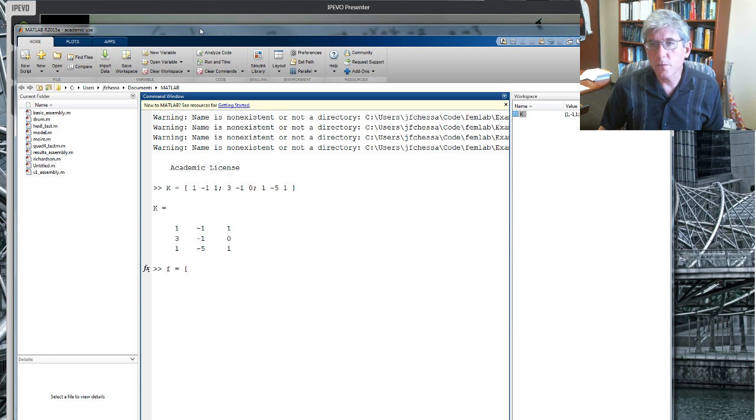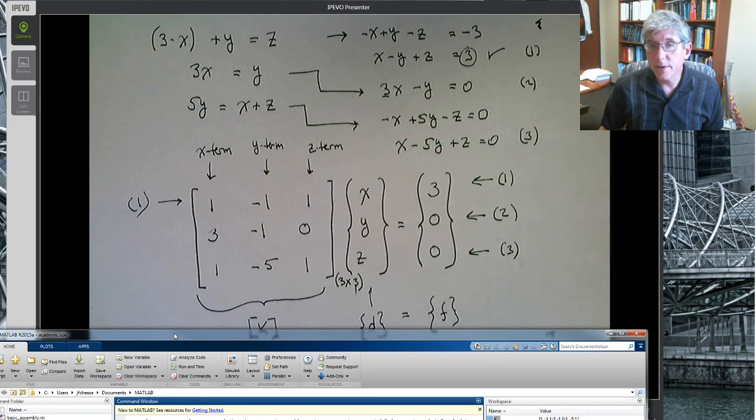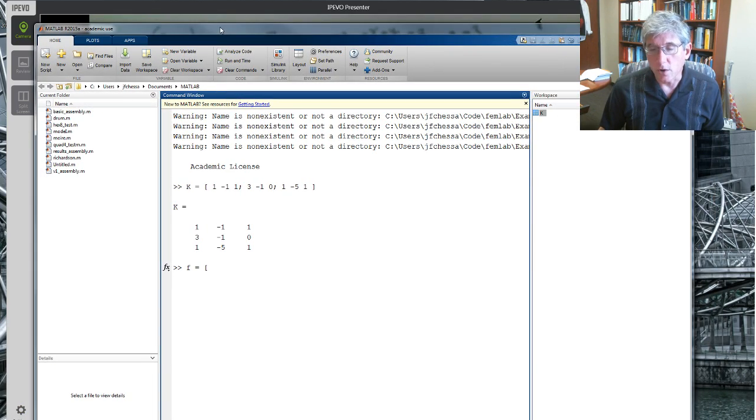So for us, remember, that is 3, 0, 0, right? But each one is a row. So it's going to be 3, semicolon, because it's a second row, 0, semicolon, and then 0, right? Square bracket, again, to close off and say that we're finished defining this matrix. In this case, it's a column vector. Hit enter. So now I've got K and F in memory.